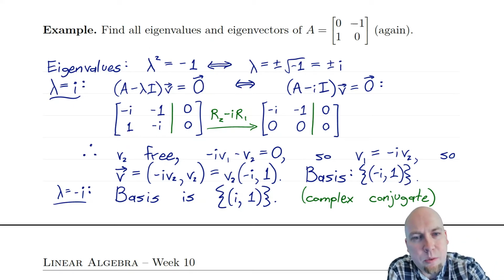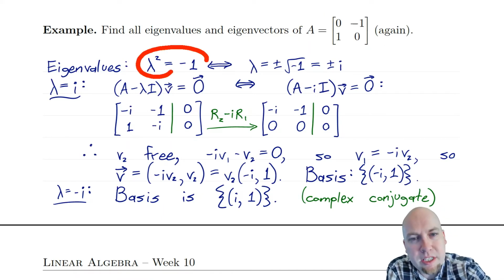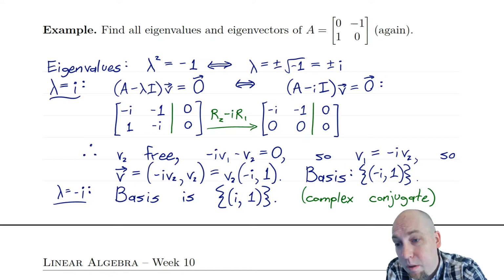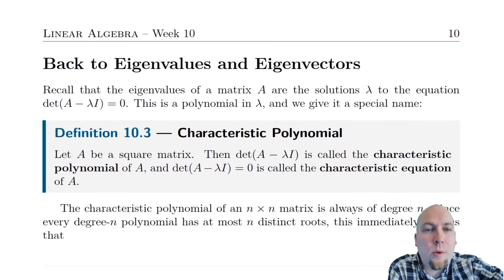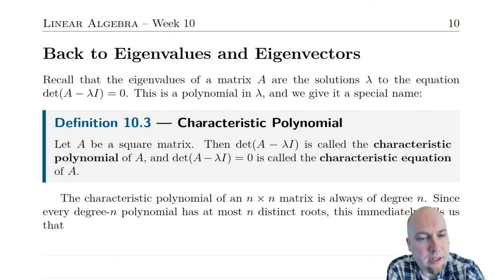Here we've got lambda squared equals minus 1. This is a polynomial equation, right? This is a polynomial in lambda that we're trying to set equal to something. Furthermore, its degree is 2. Its degree in this case is the size of the matrix. The matrix is 2 by 2, so the degree of this polynomial equation is 2. And that's not a coincidence. This always happens. So this polynomial is something that we call the characteristic polynomial.